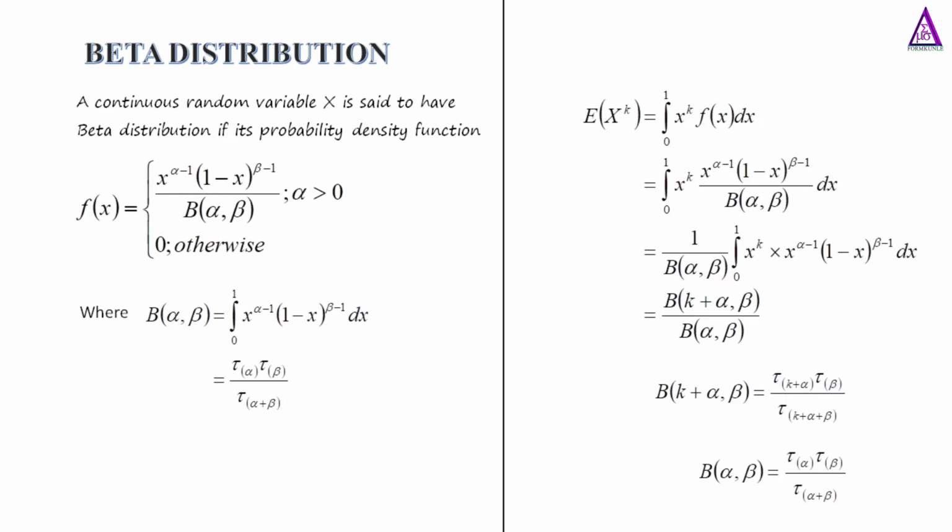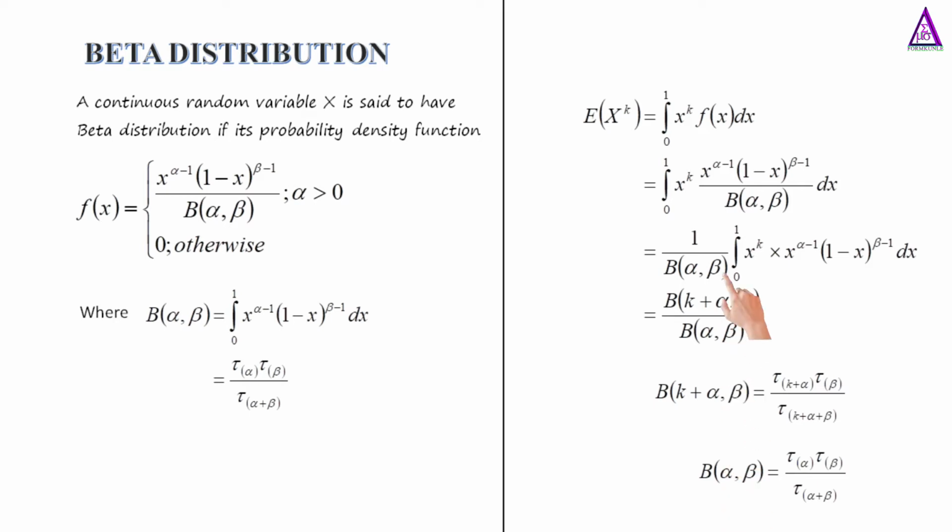Now, to obtain our expected value, let's have the expected value of x raised to the power k equal to the integral from 0 to 1 of x raised to the power k f of x dx, which is equal to the integral from 0 to 1 of x raised to the power k, the value of our f of x, which is x raised to the power alpha minus 1 into the bracket 1 minus x all raised to the power beta minus 1 divided by B of alpha comma beta dx.